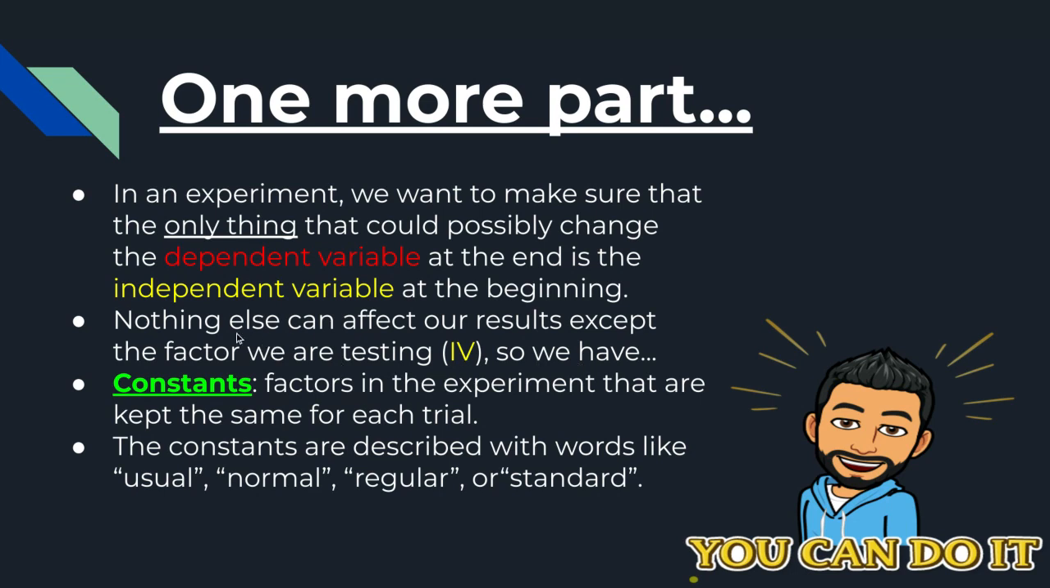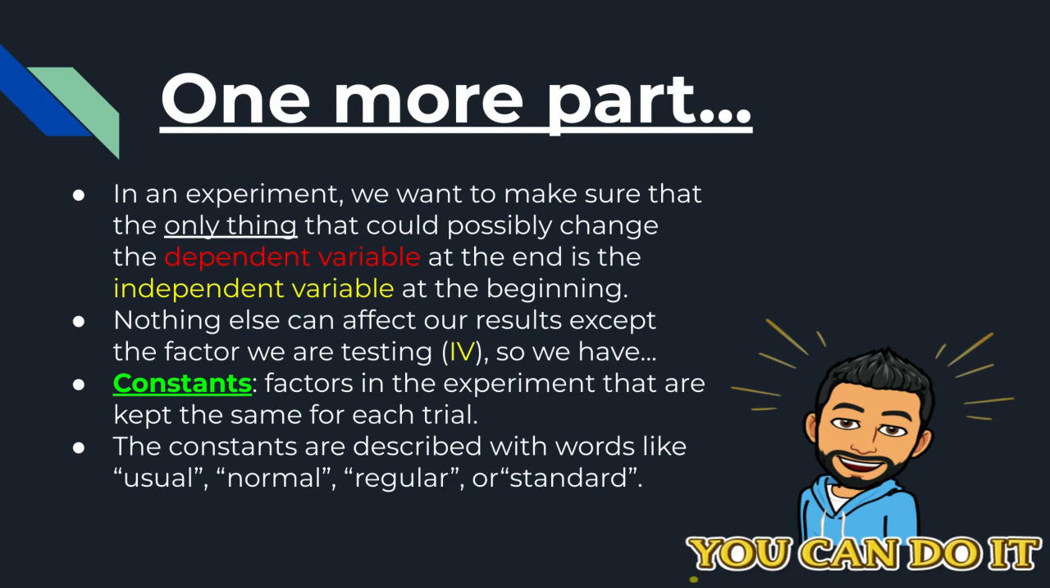So in order to make sure nothing else can affect our results except for the thing we're testing for, which is the IV, we insert constants, and those are factors in the experiment that are kept the same for each trial. Don't worry about the typo here. The constants are factors in the experiment that are kept the same.